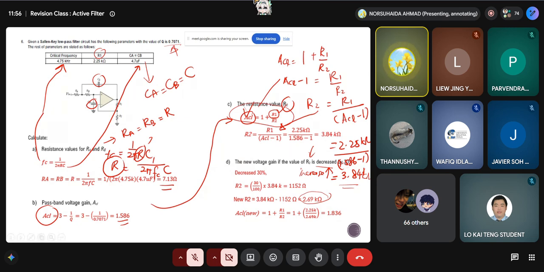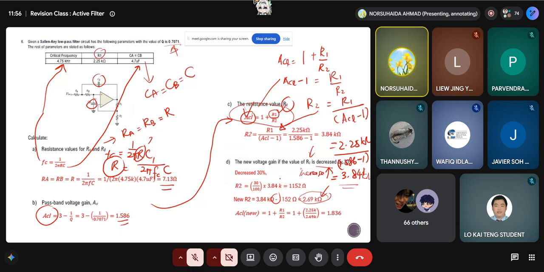Okay, please be reminded the term of decrease or increase. If increase, you have to make sure this is supposed to be plus. Increase, plus, decrease, minus. Okay, so for this case, we decrease the value of R2 by 30%, so we minus the value. This is our new R2, which is 2.69 kilo ohm.